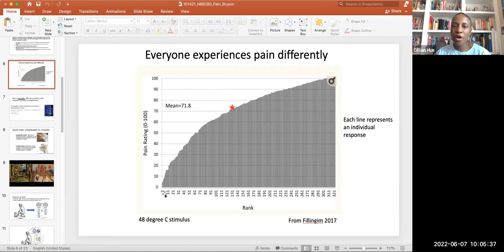So for all of these people, there are some who don't experience any pain at all from this stimulus, and some people who think it's the most painful thing.